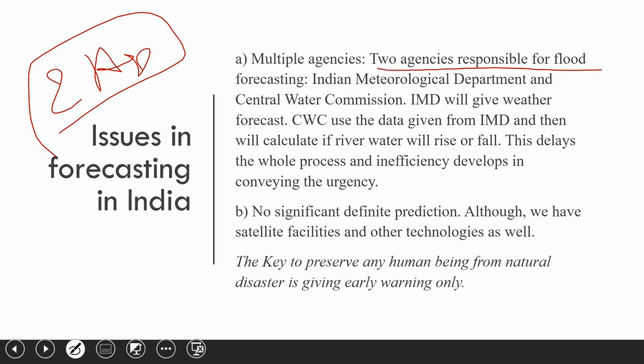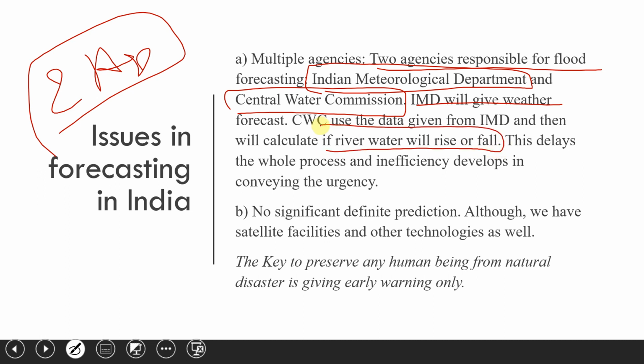Two agencies are responsible for flood forecasting in India. One is the Indian Meteorological Department, IMD, and another is the Central Water Commission, CWC. Now see how they work. IMD is responsible for giving the weather forecast, like what kind of situation will happen after 1 day, 2 days or 3 days, and then CWC will use that data forecasted by IMD, and then it will calculate if the river water will rise or fall.